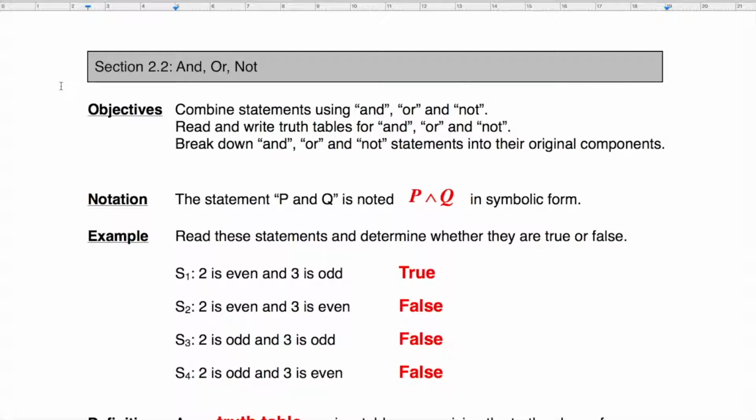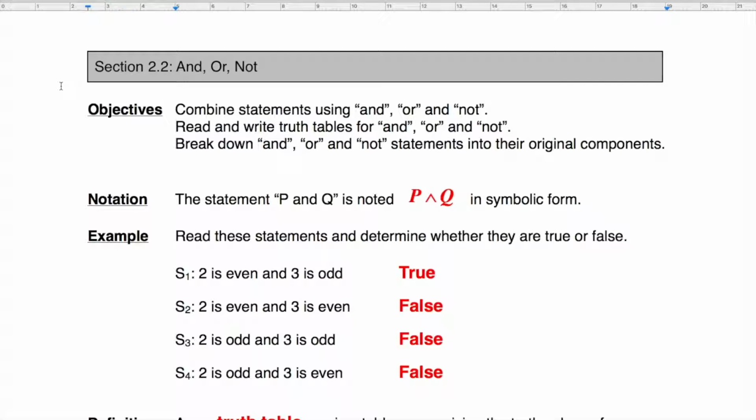Section 2.2 notes, we will talk now about how we can combine statements, elemental statements, into more complicated statements. And we will look at the operators and, or, and not. So the objectives are to combine statements using and, or, and not, to read and write truth tables for and, or, and not, and to break down and, or, and not statements into their original components. So objective 1 and objective 3 are the reverse operation of each other.